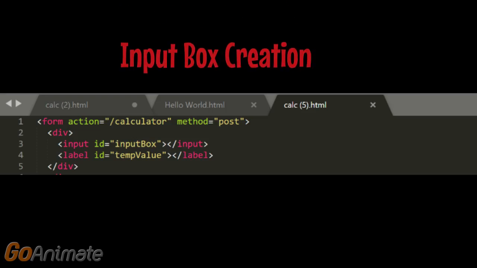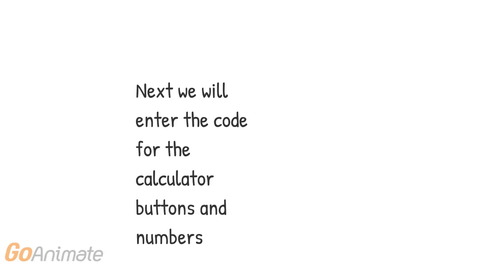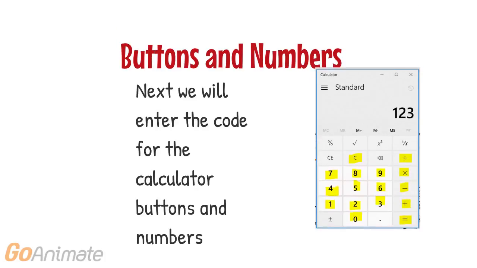In Sublime Text, open a new tab, and enter the following string of code. Following the same principles we learned before, you have a set form code string, followed by a division. Next, we will enter the code that is used to create the calculator buttons and numbers.